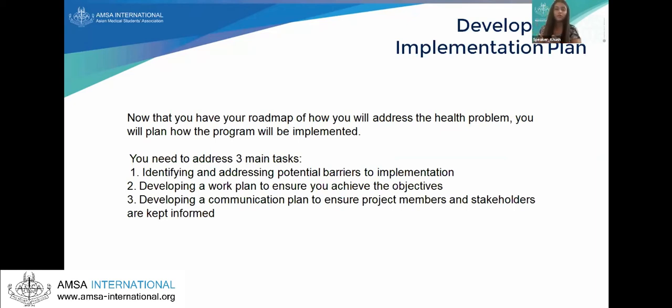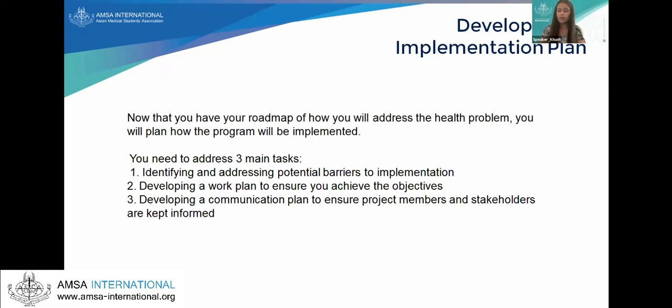For this, one would be identifying and addressing potential barriers to implementation. So this would include your critics or blockers to the project and the stakeholders, and in SWOT analysis, the potential threats that you would need to redefine. Second would be developing a work plan to ensure you achieve the objectives. It's very, very important. And thirdly, developing a communication plan between your teams to ensure project members and stakeholders are kept informed. For these purposes, you can use charts like Gantt chart, etc.